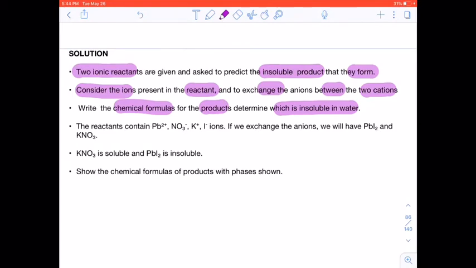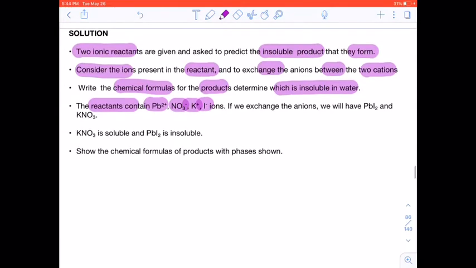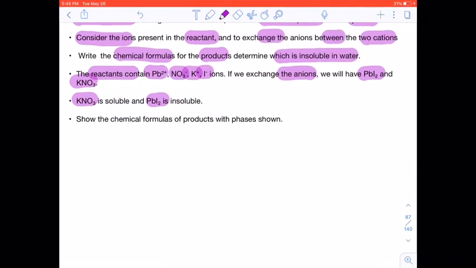So if we look at the reactants now, what do we see? We have lead, nitrate, potassium, and iodide ions, and if we exchange the ions, we will get PbI2 and KNO3. And we know that KNO3 is soluble and PbI2 is insoluble. And then we also need to show the phases that we have here. Okay, now let me illustrate all that.